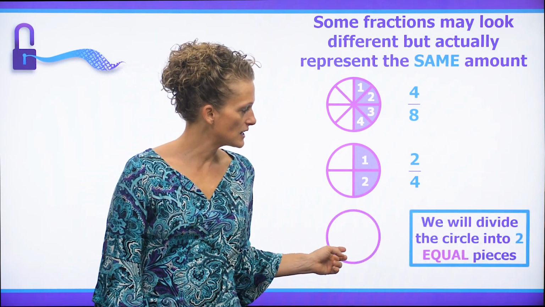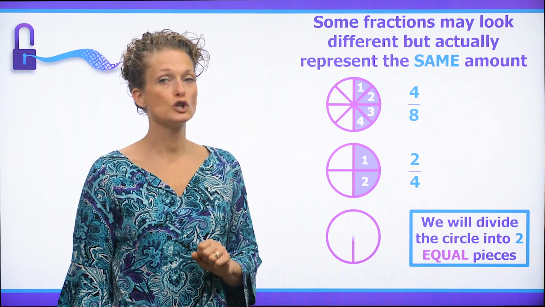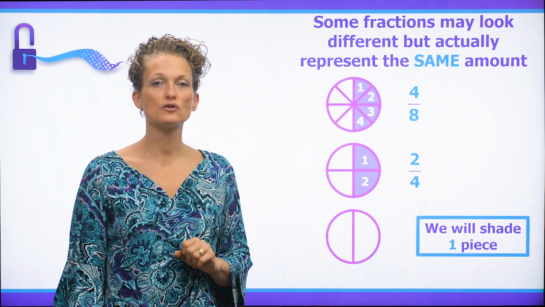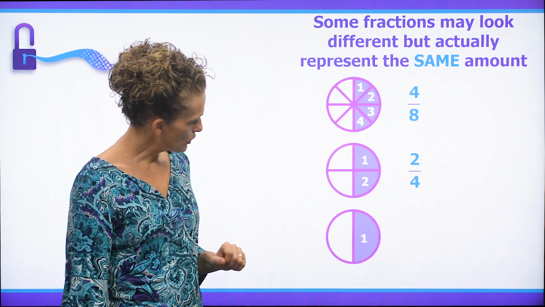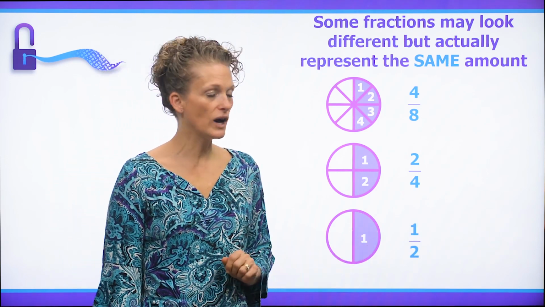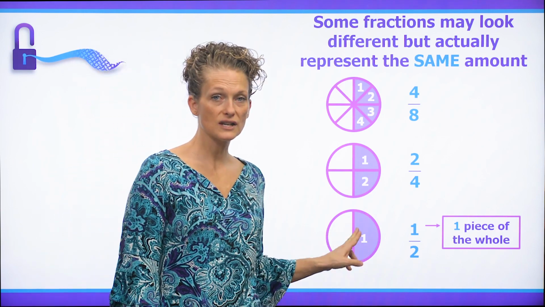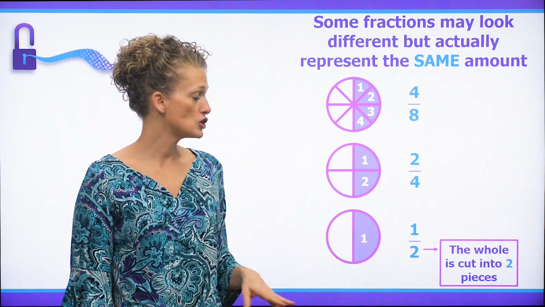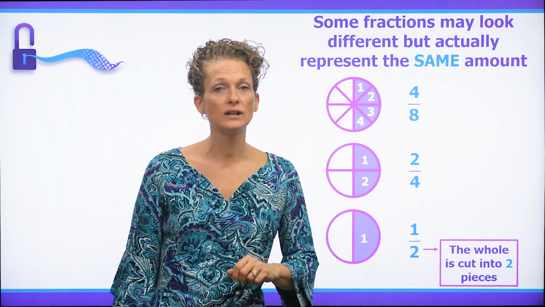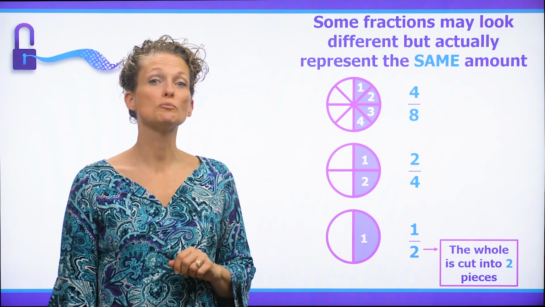And finally, we're going to take this circle and we're going to divide it into 2 equal pieces, and we are going to shade 1 piece. So if we look at this fraction, it's 1/2, where 1 represents 1 piece of the whole, so that's the part that's shaded, and the 2 represents the whole is cut into 2 equal pieces.